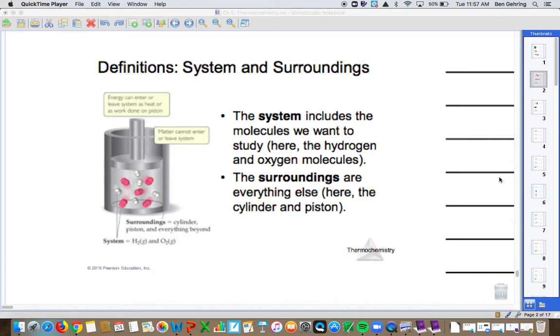In terms of energy, there's two parts to an experiment that we need to be familiar with. One is the system, and this is what we look at with chemical reactions. So this includes the molecules we're looking to study. So in the picture to the left, we're looking at hydrogen and oxygen coming together to form water. So my system is going to be the hydrogen and oxygen molecules. The surroundings is everything outside of that. So whether it's placed in water, whether it's in the atmosphere, everything outside of those molecules is considered the surroundings. So that's everything else.